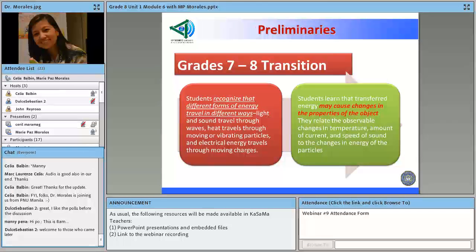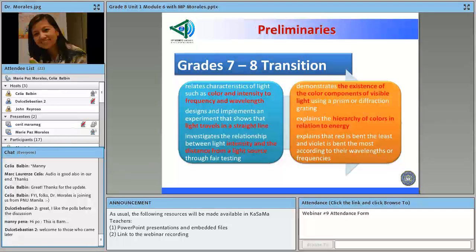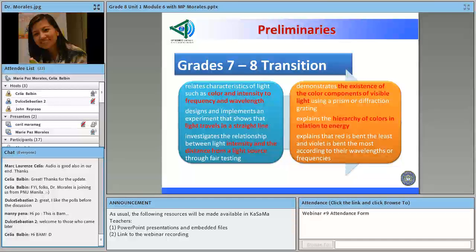There. So let's take a look at the transition specific to light. In grade 7, they were able to discuss color intensity to frequency and wavelength, that they were able to design and implement an experiment that shows that light travels in space in a straight line, and that they were able to investigate the relationship between light intensity and the distance from a light source. In grade 8, we would want them to demonstrate the existence of color components of visible light using a prism or diffraction grating, explain the hierarchy of colors in relation to energy, and explain why red is bent the least and violet is bent the most according to their wavelengths or frequencies.